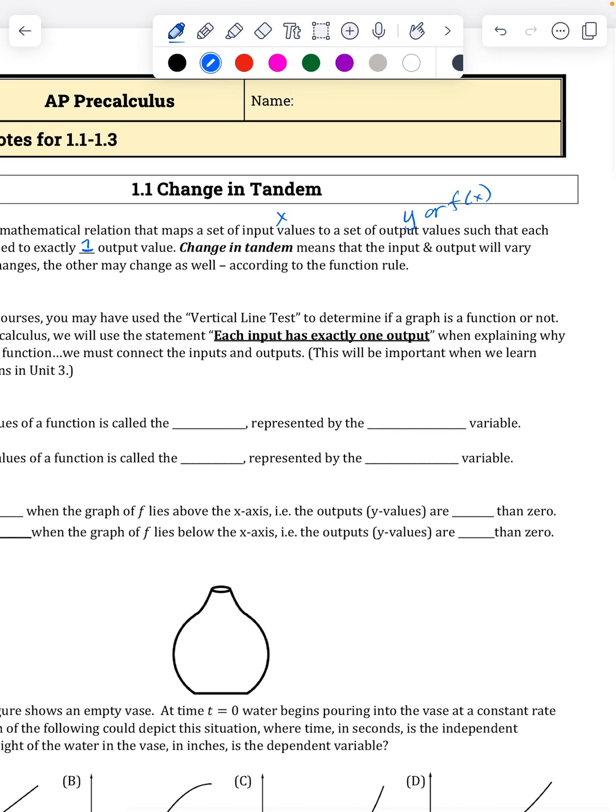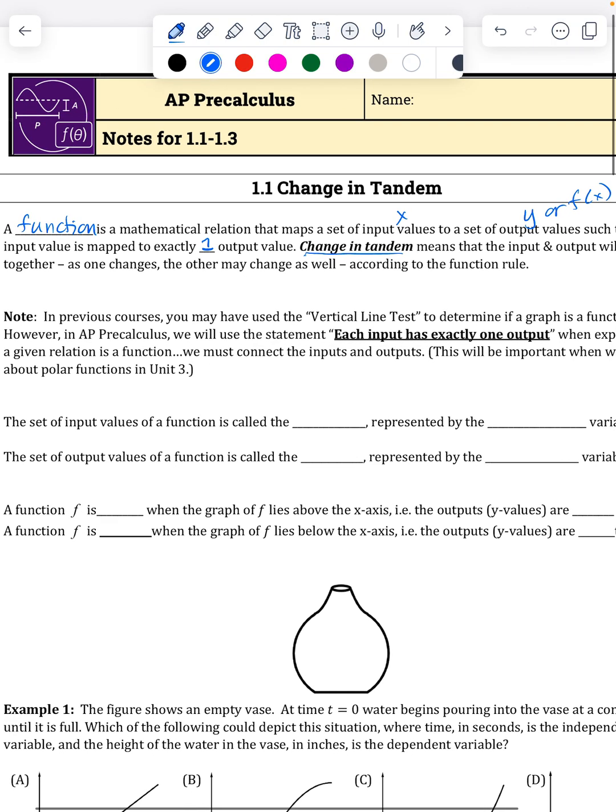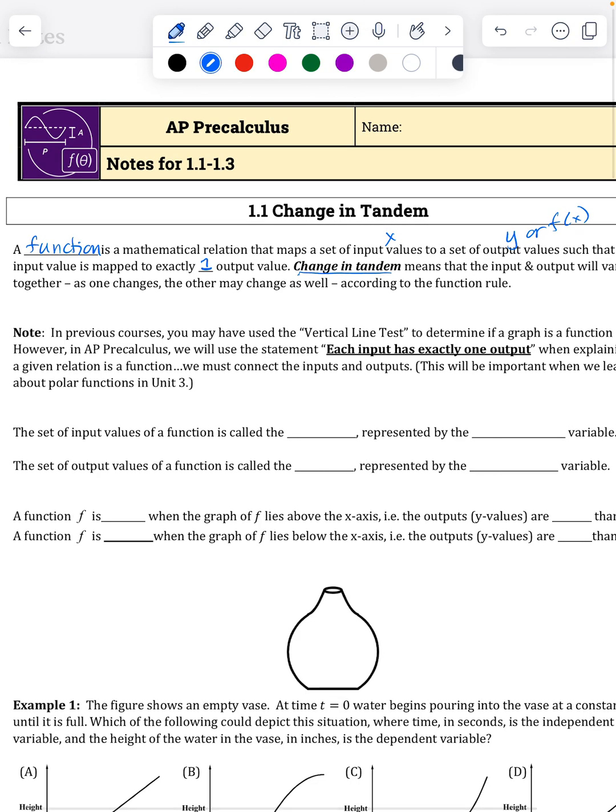Change in tandem, which is just kind of a new phrase, means that the input and output will vary together. As one changes, the other changes as well. Maybe as x goes up, so does y. Maybe it's different, but change in tandem is just referring to the fact that they are related to each other. Like a tandem bike, you have 2 bikers on one. Obviously, what one does affects the other.